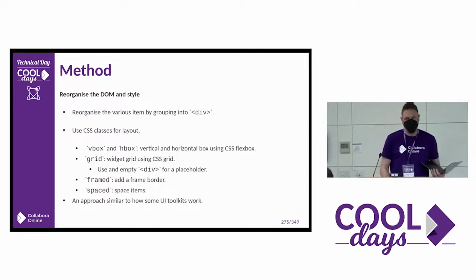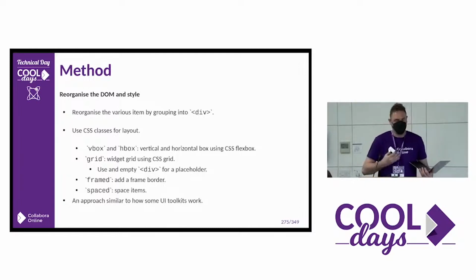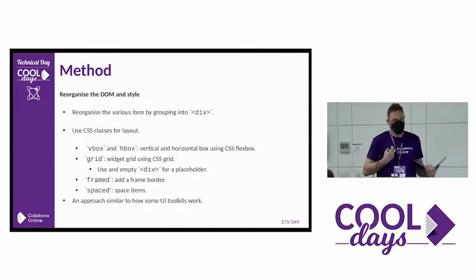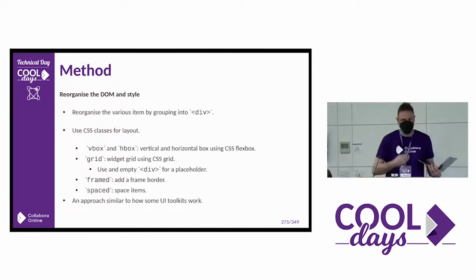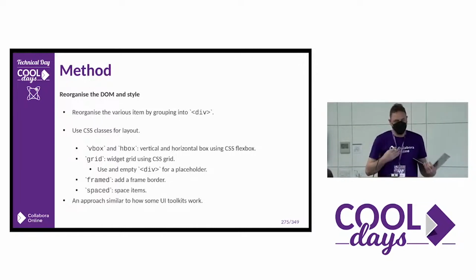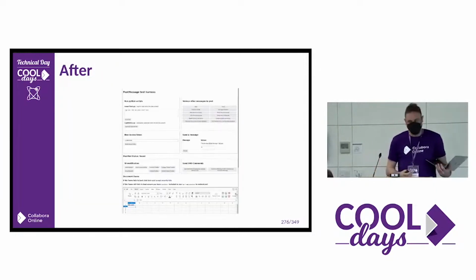So how do we do it? It's a web page, so we have the DOM, and we're going to reorganize that DOM and put in some styles. I group the various items in divs, and then I have some CSS classes for layout. I took the approach of a toolkit like GTK: VBox, HBox, vertical box, horizontal box, and a grid, which is a CSS grid, with attributes like framed or spaced. So I can add a border easily or just some space. And after doing that, I get this aspect.